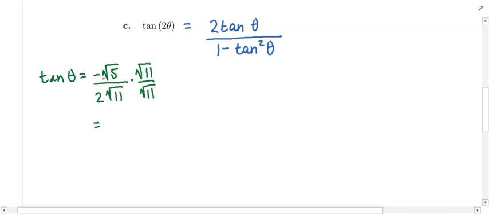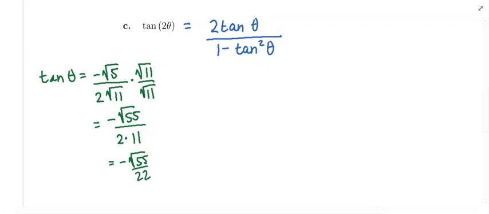All right, so this is going to be negative square root of 5 times square root of 11, which is the square root of 55. In the bottom, we're going to have 2 times the square root of 11 times the square root of 11, which is 11. So this is negative square root of 55 over 22. That's the value of the tangent of theta, and that's what we should be popping into this equation.